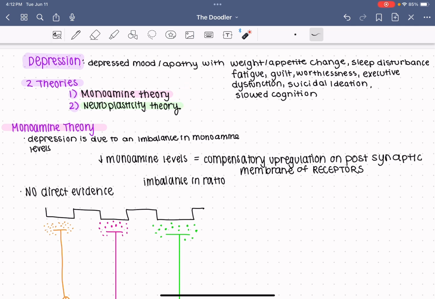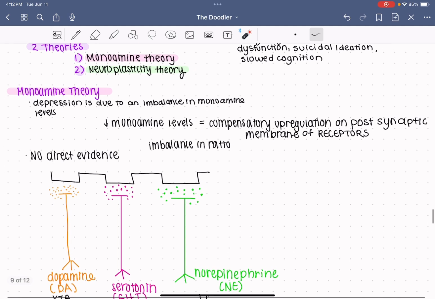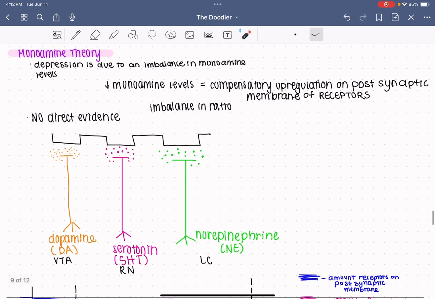So the 2 theories that we're going to talk about today are the monoamine theory and the neuroplasticity theory. And they're really linked now. They don't stand on their own. Starting with the monoamine theory, it states that depression is due to an imbalance in the monoamine levels present in the brain.